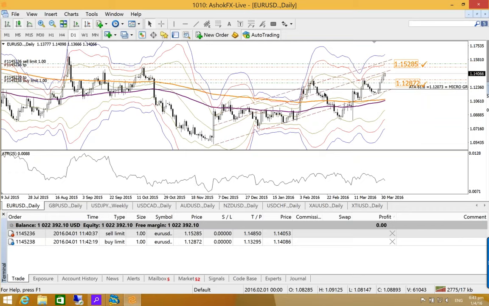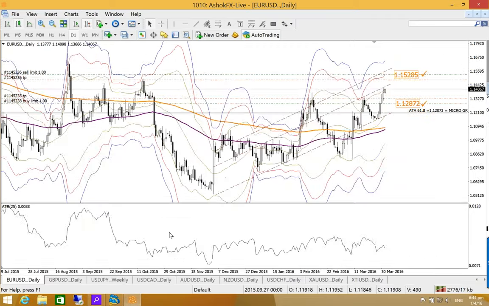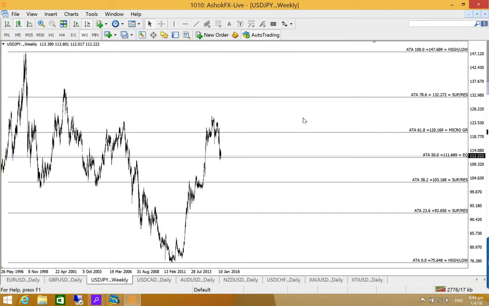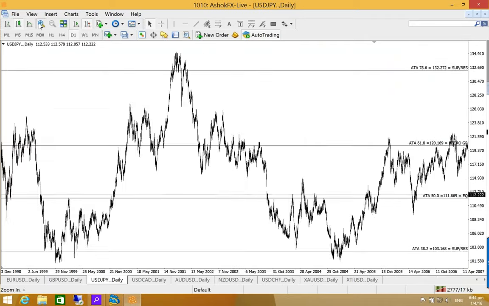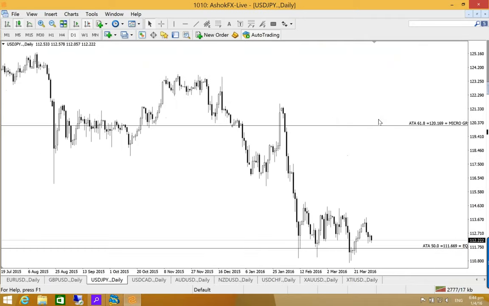Now let's move on to dollar yen. Okay, dollar yen pair, and then after that I'll touch the non-farm payroll, what you can expect and all that. Okay, let's take the dollar yen pair. For this dollar yen, I'm going to go to the daily chart and I'm going to put in the required levels.